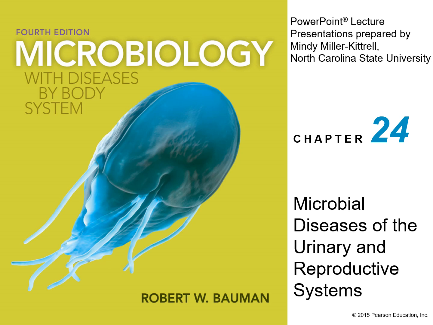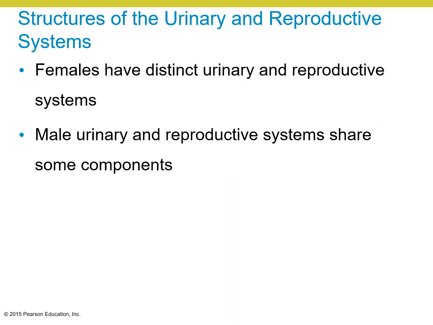Today's chapter is chapter 24 in the book and chapter 6 in our class. The topic for this chapter is the microbial diseases that affect the urinary and reproductive systems. The urinary and reproductive systems in females are anatomically distinct in comparison to males. However, in males, the two systems share a portion of what we call the plumbing system.